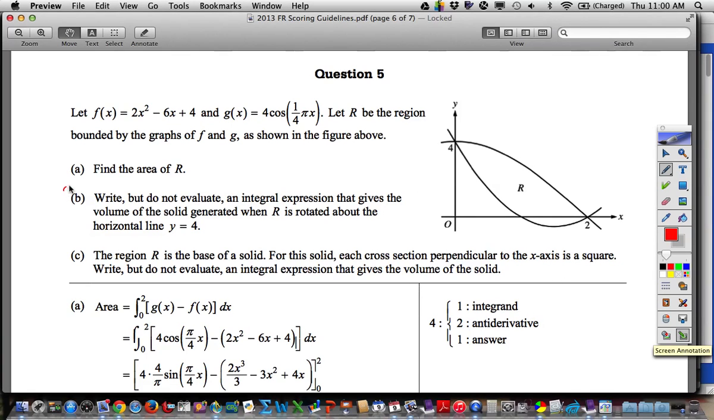All right, let's do part B. Write but do not evaluate an integral expression that gives the volume of the solid generated when R is rotated about the horizontal line y equals 4. Okay, there's the horizontal line, y equals 4 right there. We're going to revolve it around that. So which way are the strips? You don't have a choice, right? You're revolving around a horizontal axis of revolution. Which way are your strips? Vertical.